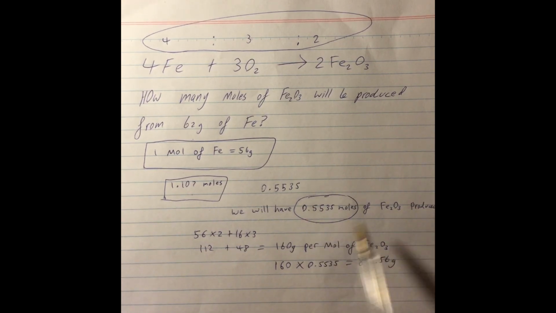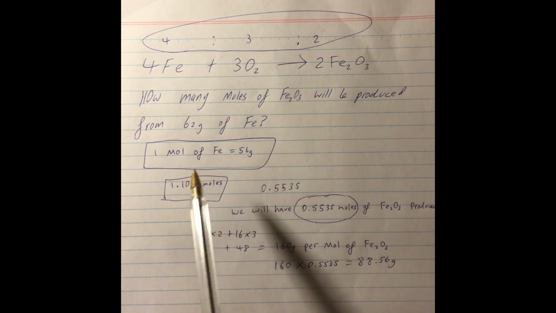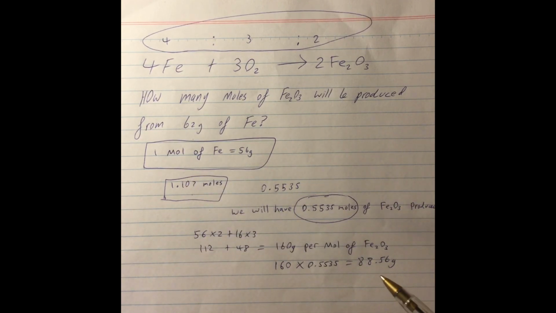The question asks us how many moles. We've solved that, but if it asks how many grams, we've worked this out. What we've done is figure out how much 1 mole of iron oxide would be. That's 160 grams per 1 mole, but the equation where we have 62 grams of iron says we only have roughly half a mole. That sort of makes sense, because if we look, 160 divided by 2 is going to give us around 80, right?